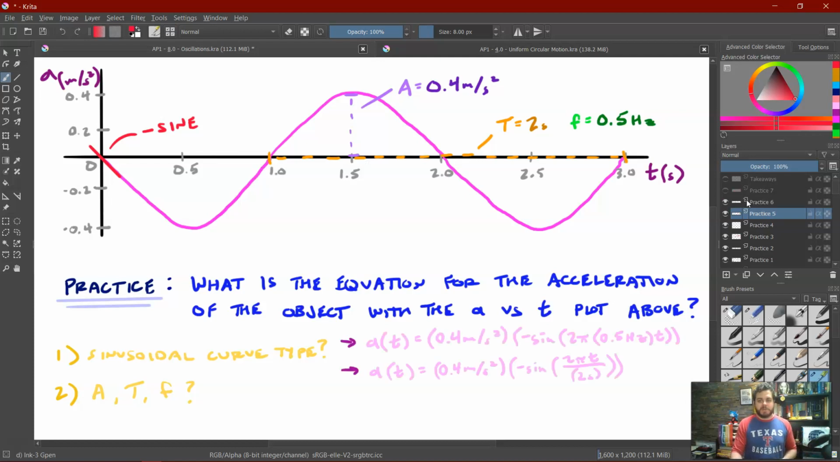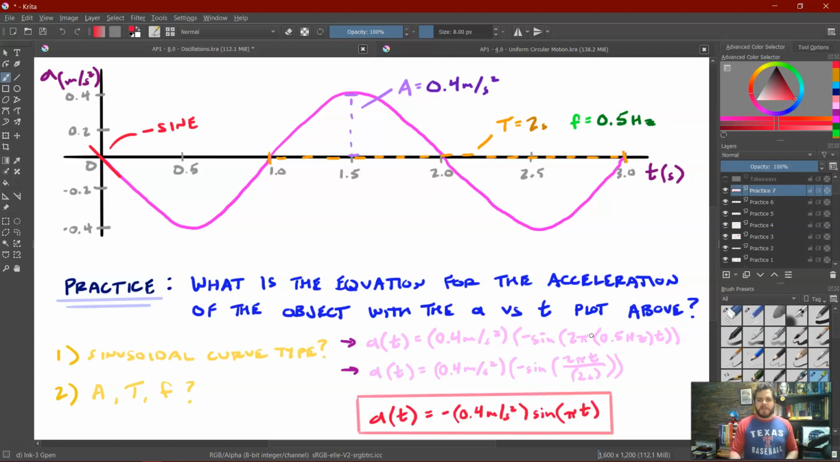All right, so now that I have those, let's start forming these into equations. So I have a of t, rather than x of t, is equal to 0.4 meters per second squared times, okay, this is a negative sine function, 2 pi, and for the frequency I could put 0.5 hertz times t here. Or I could have done the exact same thing, but rather than multiplied by the frequency, I could have divided by the period. Either way, 2 times 0.5 is 1, 2 divided by 2 is 1, so we should get the same answer either way. And I'm going to get a final answer of a of t is equal to negative 0.4 meters per second squared sine pi t. That is a specific equation for this acceleration versus time sinusoidal curve.